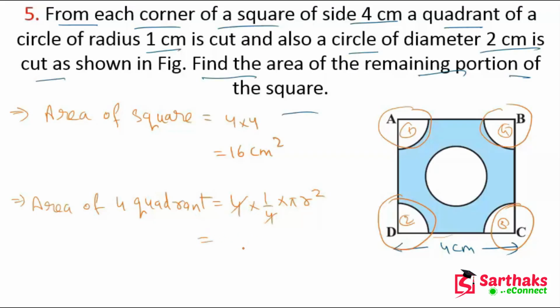So this 4 and this 4 will be cancelled, so we get pi r square. So this is equal to 22 upon 7, and radius is 1 centimeter. So we can write here 1 into 1. So we have 22 upon 7 centimeter square. So this is the area of 4 quadrants. Now we have to find the area of the circle.